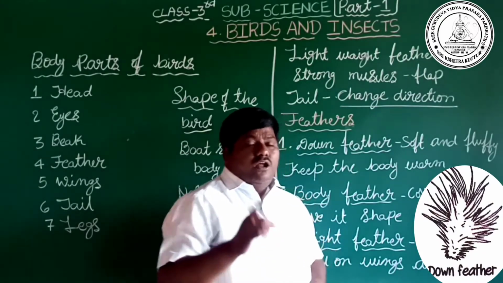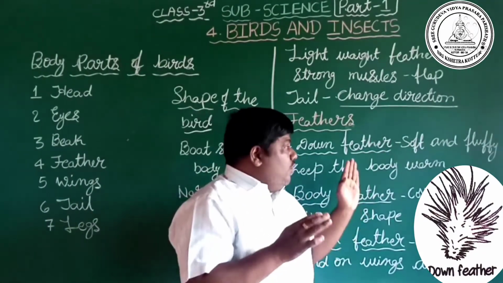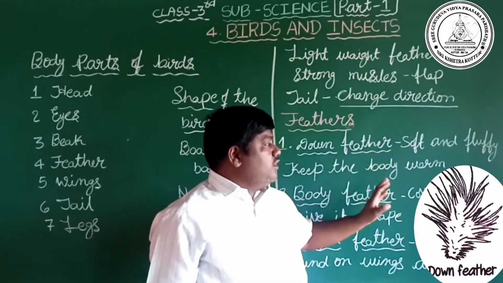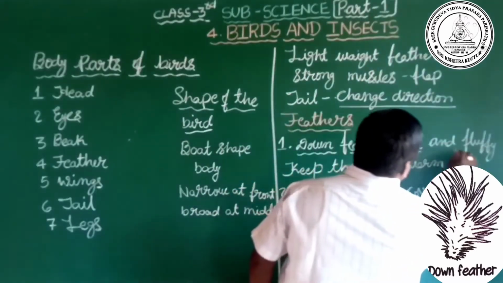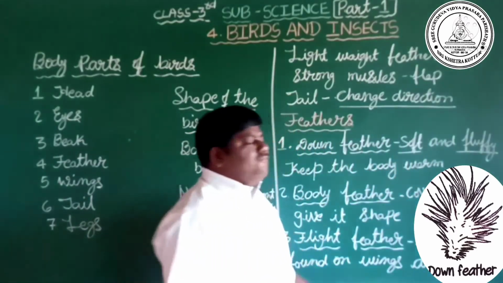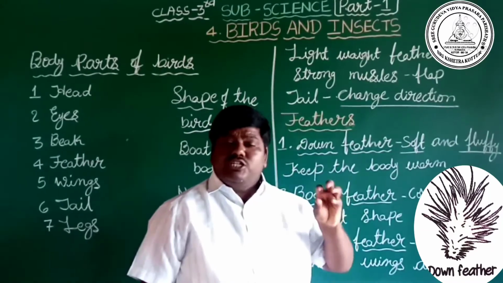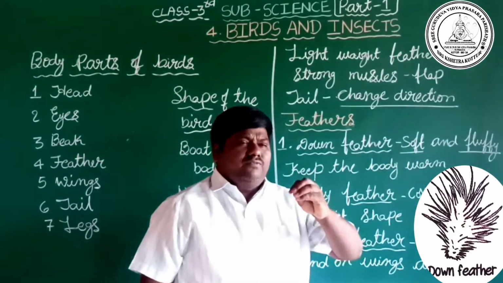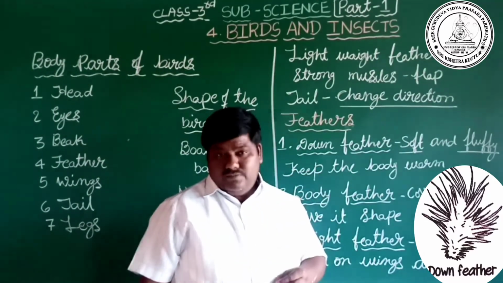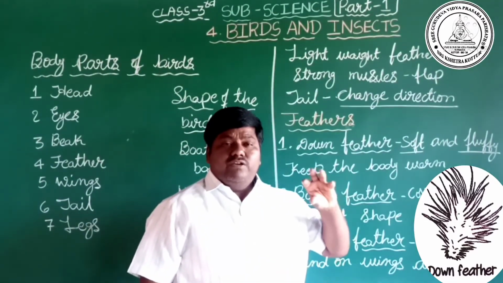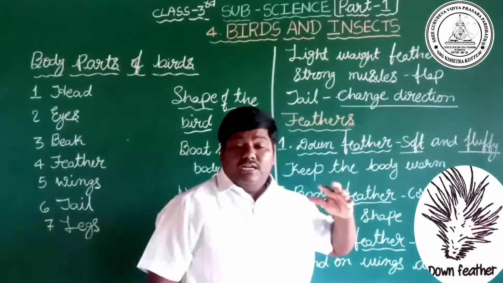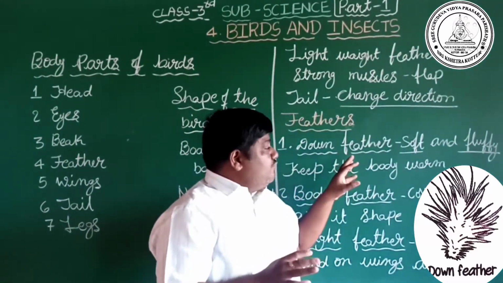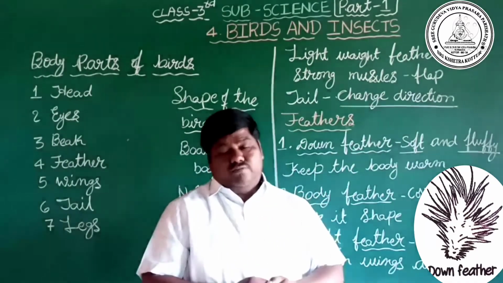Okay, see here, now we are going to learn how is the down feather. Here down feathers are soft and fluffy. When we are touching the down feather, we are feeling like when we touch velvet cloth. When we are touching silk, we are feeling like, see, they are very soft. Here down feathers are very soft.